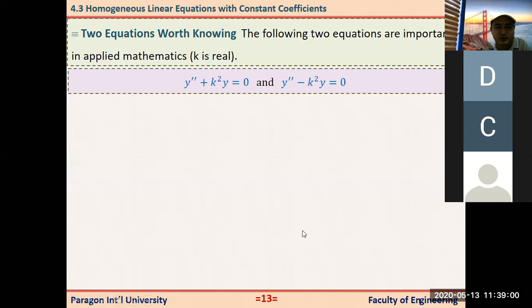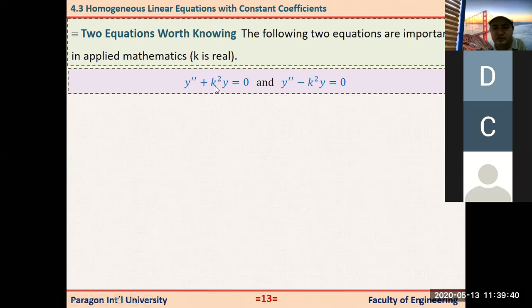Let's continue. Two equations worth knowing. The following two equations are very important in applied mathematics. Here, k is a real number. We are going to see these equations a bit later, and you will see that they are used a lot, especially in wave equations and heat equations or heat diffusion problems. In most cases, when you simplify and solve a heat diffusion problem, we will have this form, or this form. Since it is related to our current topic, we are going to discuss these.